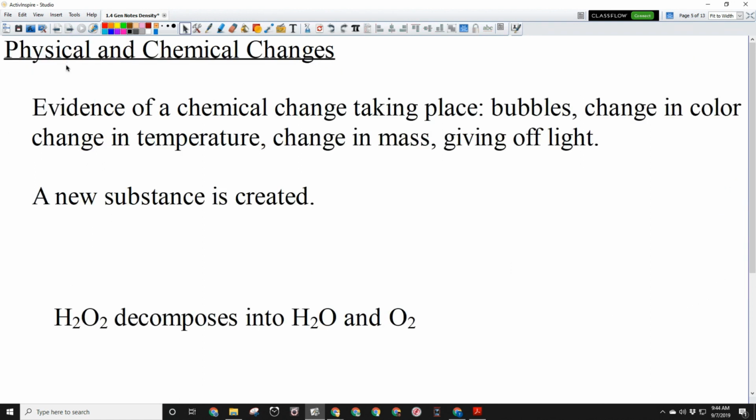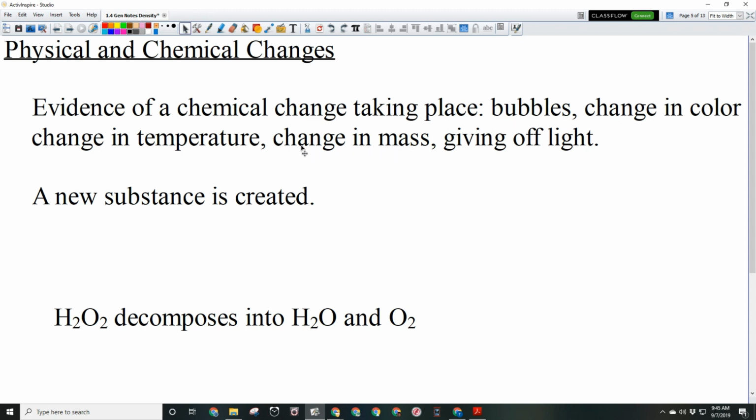All right, so we talk about elements and we talk about things going through physical and chemical changes. So evidence of a chemical change taking place are bubbles, change in color, change in temperature, change in mass, or how much is there, and giving off light. So we can look at an example of this when we did our Alka-Seltzer rockets lab. So when we put the Alka-Seltzer down into the water that was in the canister, it started bubbling. So it was going through a chemical change.